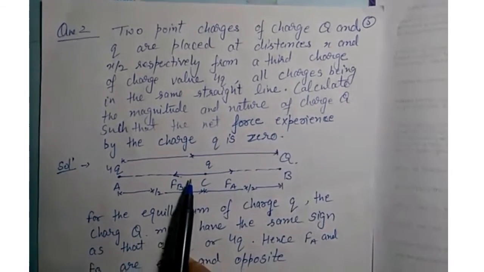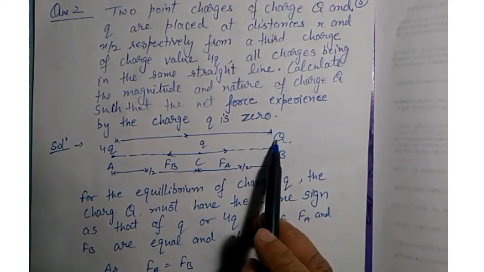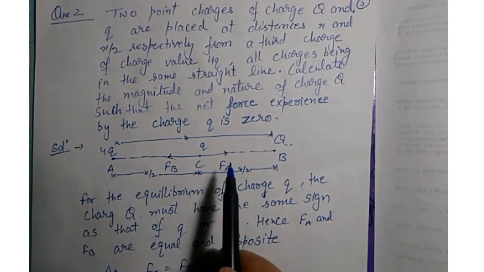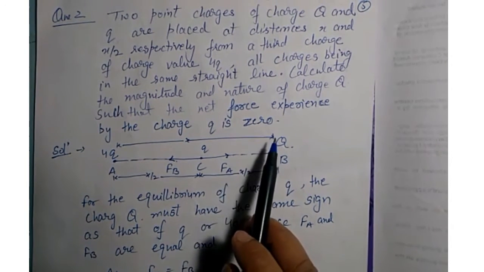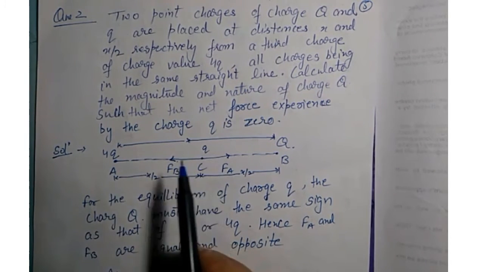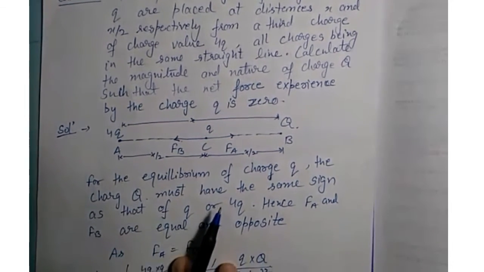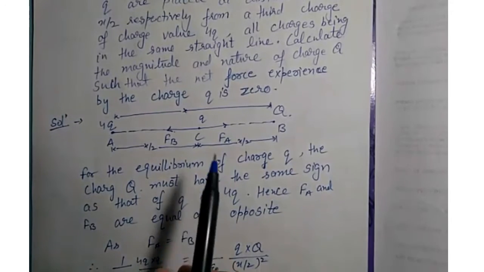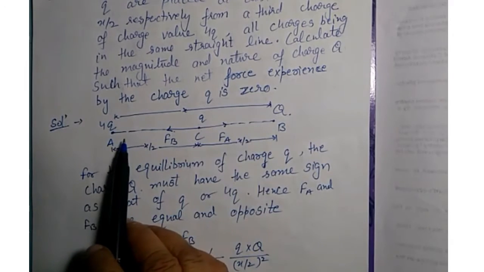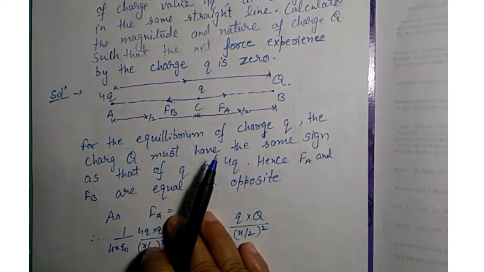So let us first draw the figure for the given problem. We have the charges capital Q, small q and 4q. As per the problem, Q is at a distance x from 4q and small q is at a distance x by 2 from 4q. It is given in the problem that the force experienced by this q because of this and this is 0. That is, the system is in equilibrium.